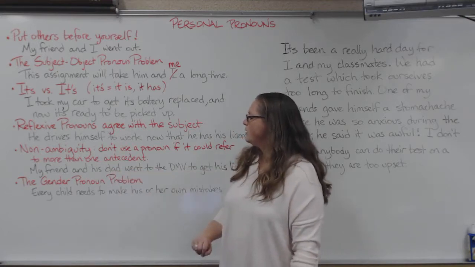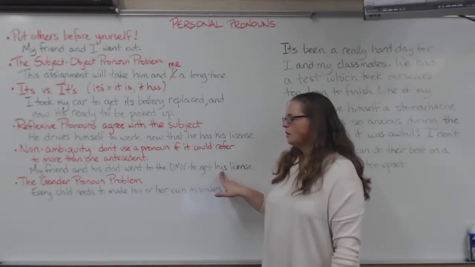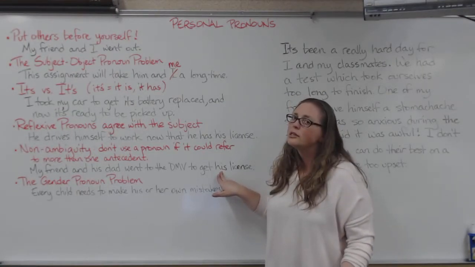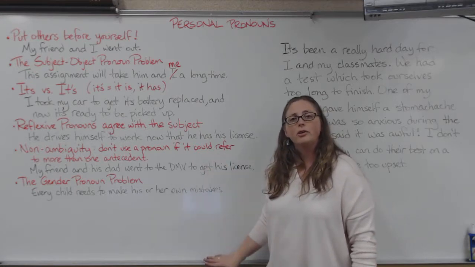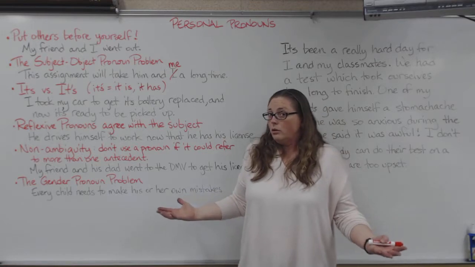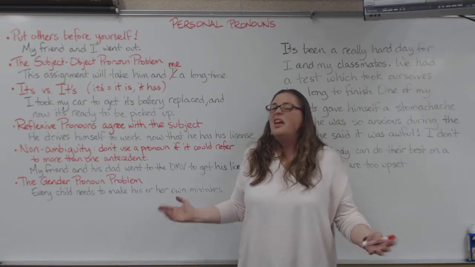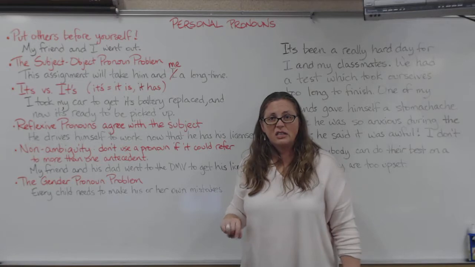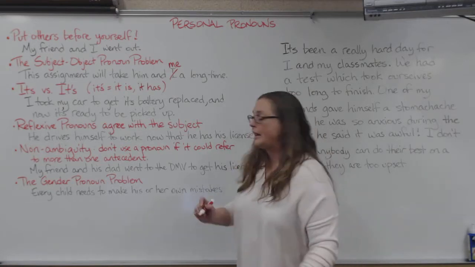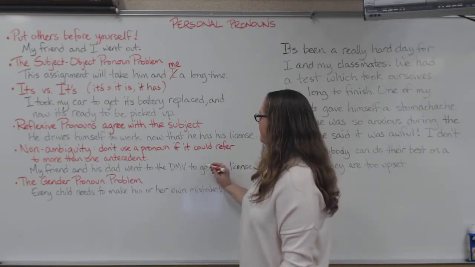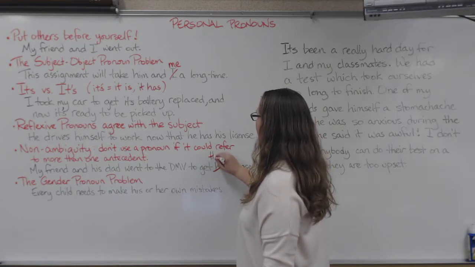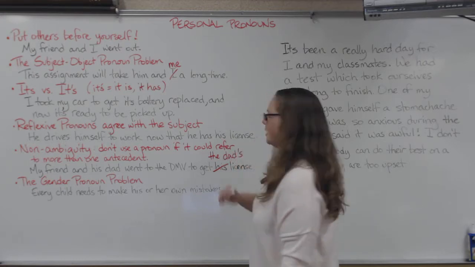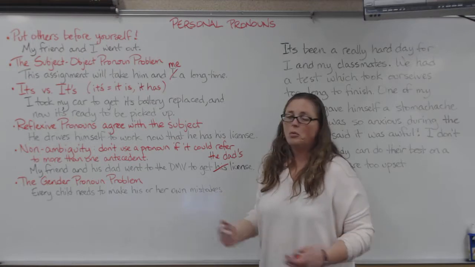So if there's more than one possible antecedent and it's not clear, you don't want to use a pronoun. My friend and his dad went to the DMV to get his license. His, who is this referring to? Is it referring to my friend or is it referring to his dad? We don't know. Either one is possible. This is ambiguous. Not good. You need to make it clear. My friend and his dad went to the DMV to get... I could just say to get the dad's license.